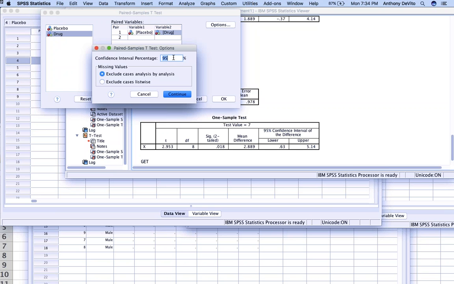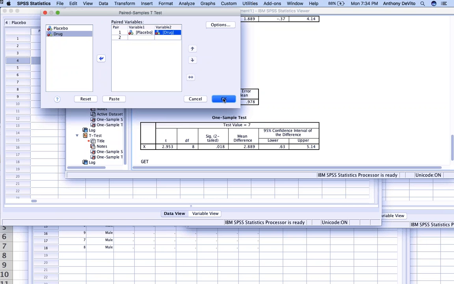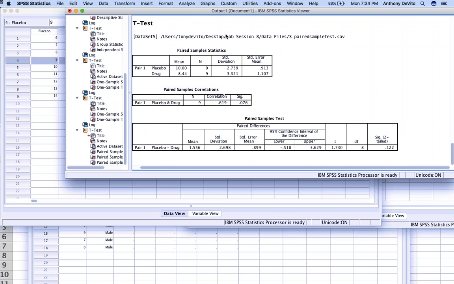Again, if my alpha error is 5%, I'm willing to accept a 5% chance of being wrong, so I'll leave 95 in there. If I want a 1% chance of being wrong, I change that to 99. So I'm going to click OK and see what we wind up getting.